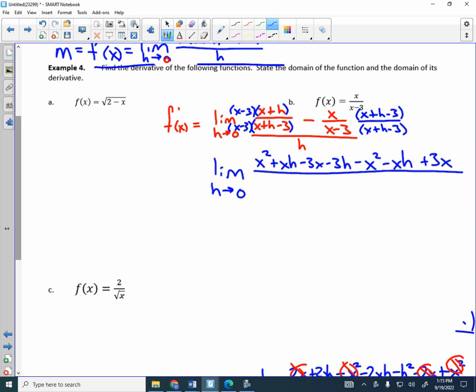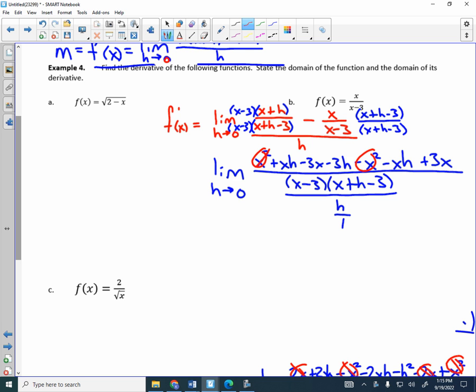Okay, before we start crossing stuff off, divided by x minus 3 times x plus h minus 3. I wouldn't multiply those denominators together, I don't think that helps us. All over h over 1. Okay? Now it's like Christmas because we get this gift of just canceling. What do you notice cancels?